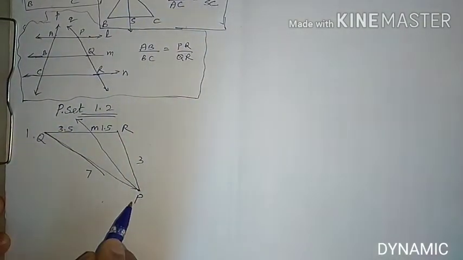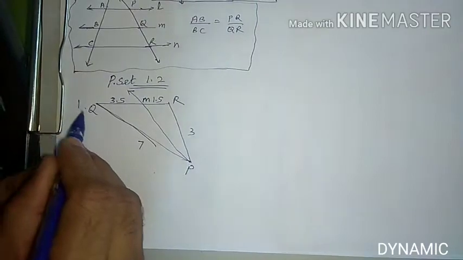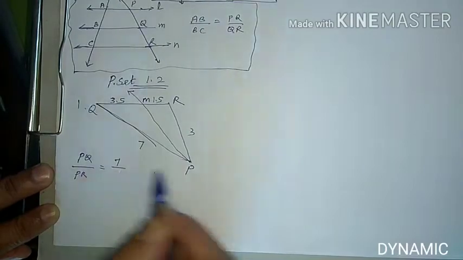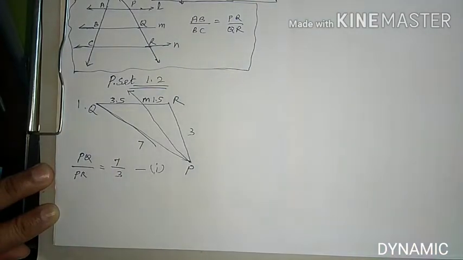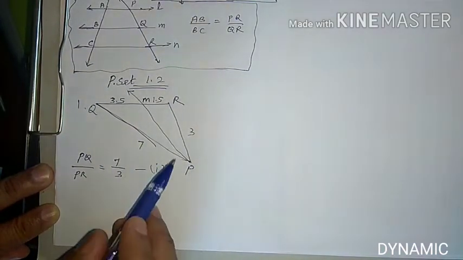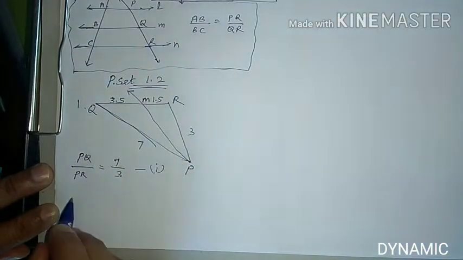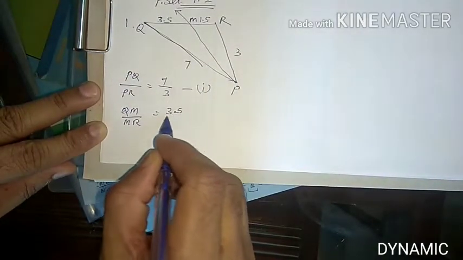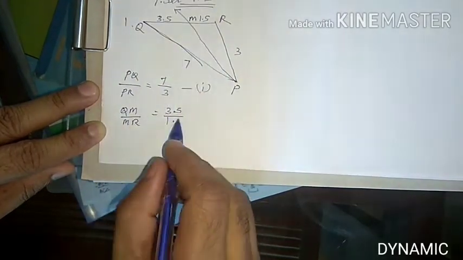We take the sides. PQ upon PR: PQ is given 7, PR is given 3. We call this equation 1. Here there is no simplification, no cancellation. Now, for PQ upon PR, we try QM upon MR. QM is 3.5 upon MR is 1.5.